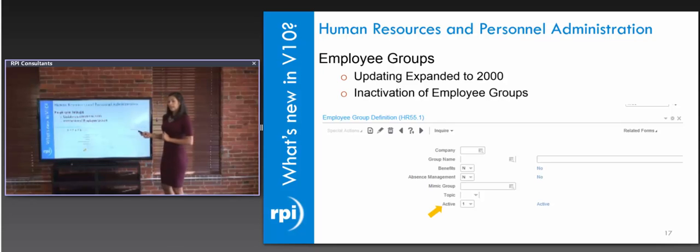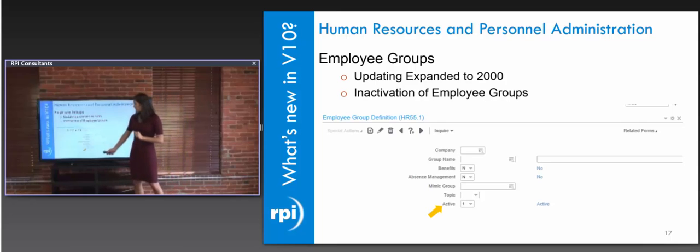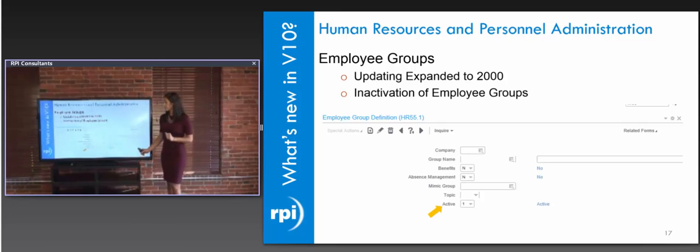Another cool feature is now you are able to inactivate employee groups. You can see there's a new field on the HR 155 for active. So you can flag it as active or inactive. Basically the way that works is if you switch an employee group from active to inactive, it's going to maintain the membership as static. So whoever's in there now is stuck in there. They can't move out, and no one else can move in. So if you have some plan where people are grandfathered into it, you want to keep them in there, that's a good way to maintain that membership.